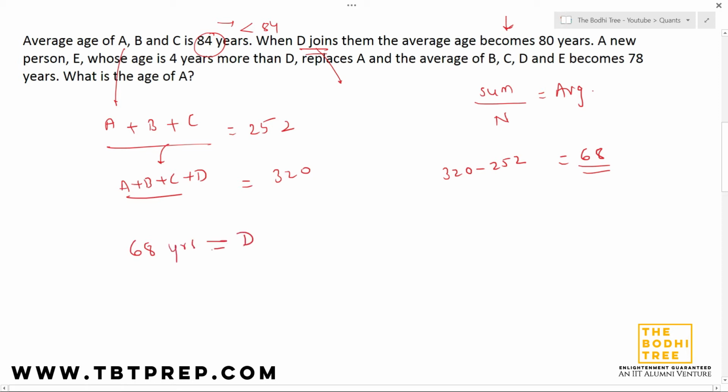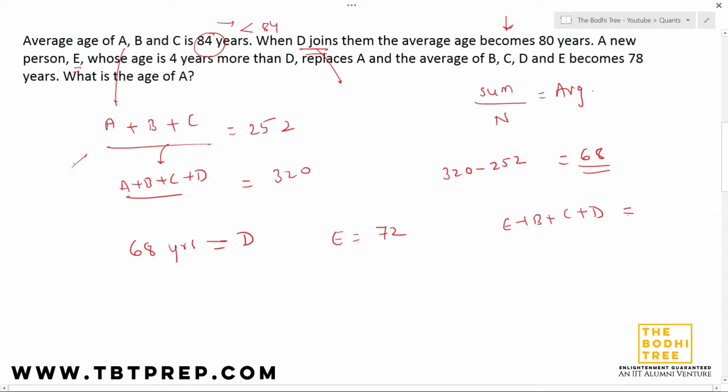This is D. Let's look at what else is given to us. A new person E whose age is 4 years more than D. So yes, we had to find the age of D, right? And now we are going to use this to find the age of E, whose age is 4 years more than D. That means E's age is nothing but 68 plus 4, 72 years. E replaces A and the average of B, C, D and E becomes 78. So he is going to replace A. So now we have E plus B plus C plus D, right?